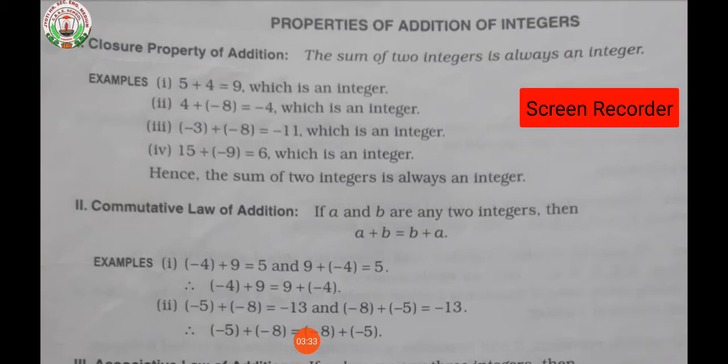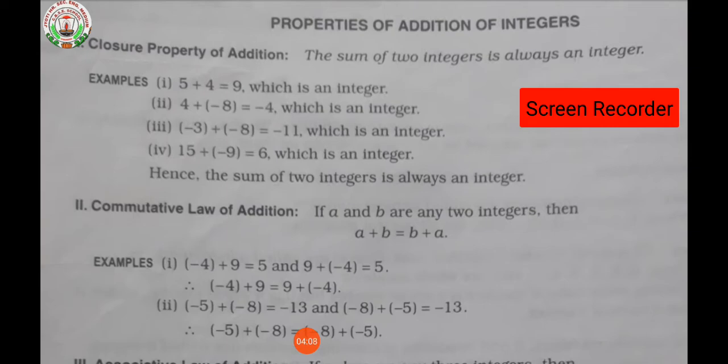So the first property is closure property under addition. Last year also you had studied in class 6 about closure, commutative, additive, associative. This year we are just going to see them under integers. The same properties come under natural numbers and whole numbers. The names remain the same, and the functions also remain the same. It's only about the operations, nothing more different will be there. So here we are going to see closure property.